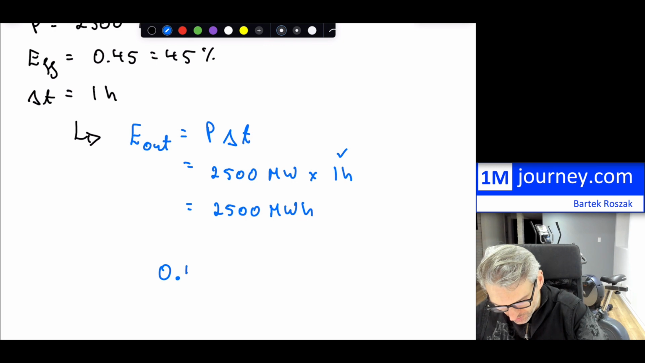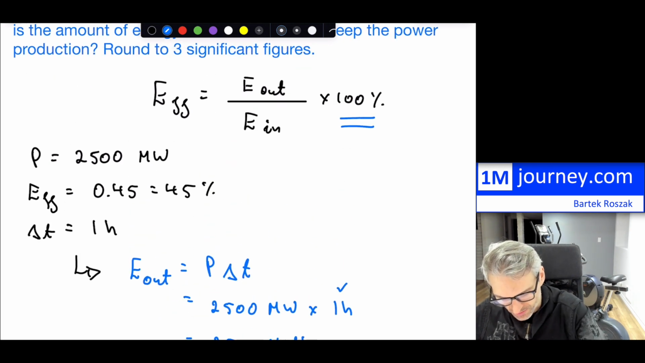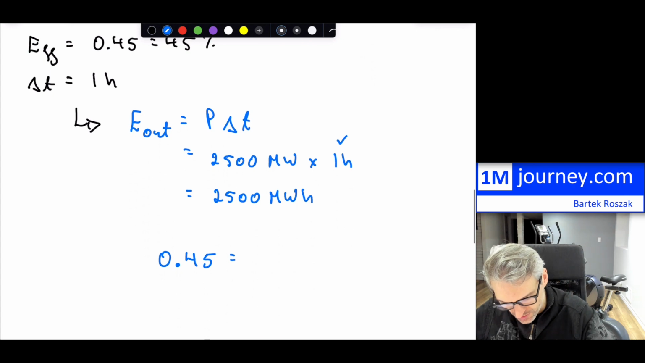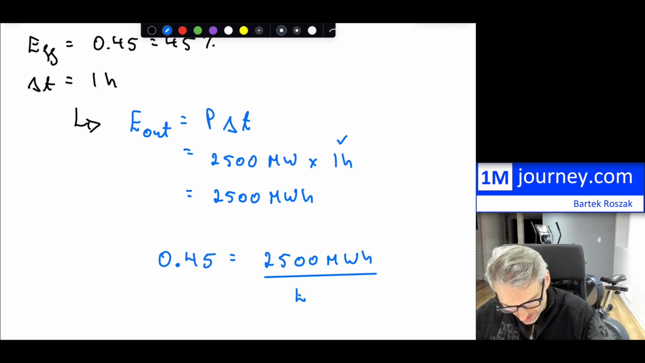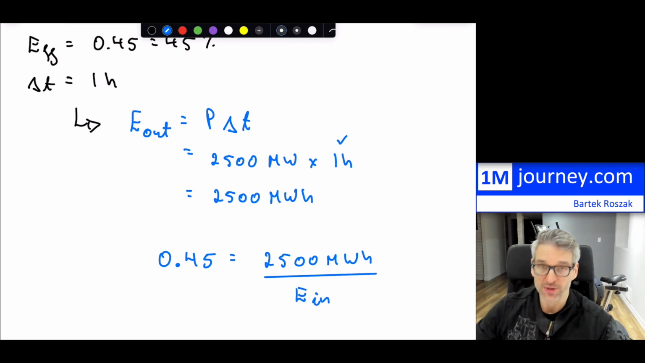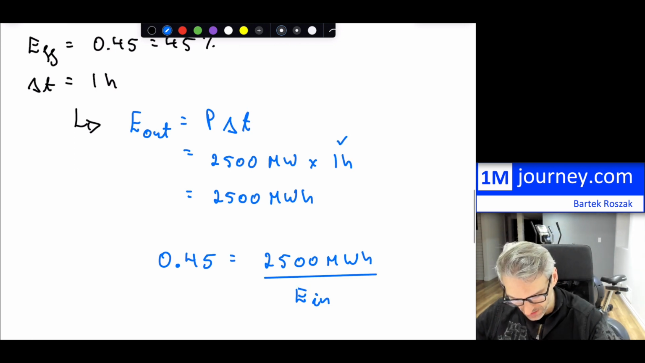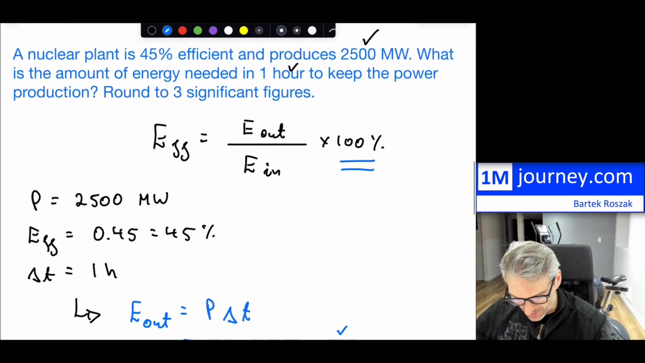So now I'm going to change it back so that I can get rid of this 100%. So divide both sides by 100, so it's going to be 0.45. The energy out, in this case, is going to be 2500 megawatt hours. And then this is the energy that we would actually need. So if it's a nuclear reactor, we would need that energy from the nuclear reactions that are taking place in there. So that's what we want to be able to see.